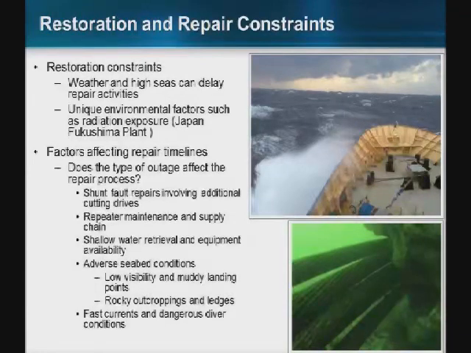So again, in terms of restoration and repair constraints, a lot of things you need to keep in mind, aside from weather, is that there may be other events that are not the norm. And those events may be unique environmental factors, which was evident from the Japan Fukushima plant. There were areas of radiation exposure that made it very, very difficult for cable repair ships and operations to go in and actually do repairs, and they had to wait for that to subside before the repair ship could get on site. So a lot of things you can take into account when looking at your backbone design and diversity is understanding what type of outages will affect the repair timeframes.